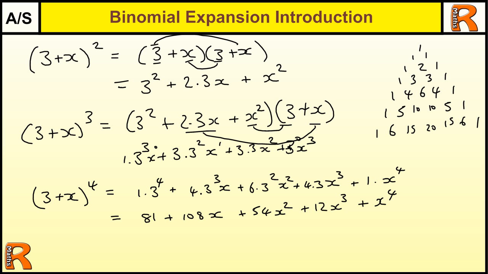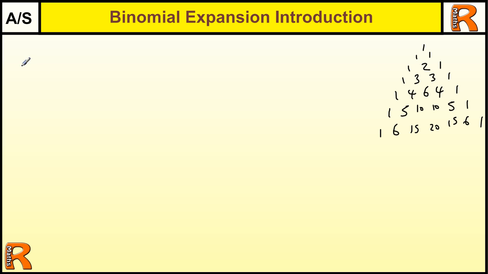Okay, so what happens if it's not just an x on its own? Let's have a look at that. I'm actually going to change to a different letter. I'm getting a bit bored of x's now. Let's try something different. So let's go 1 plus 2 lots of a, and we're going to keep it to the power of 4.